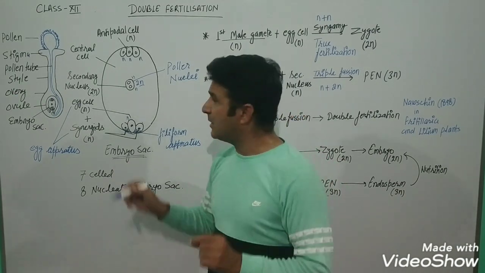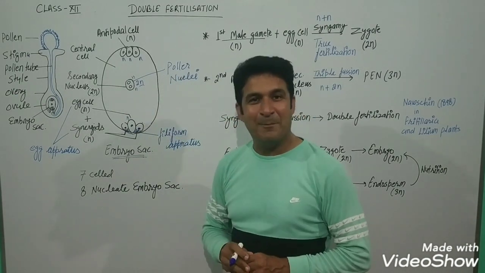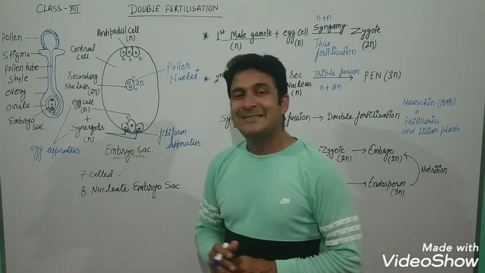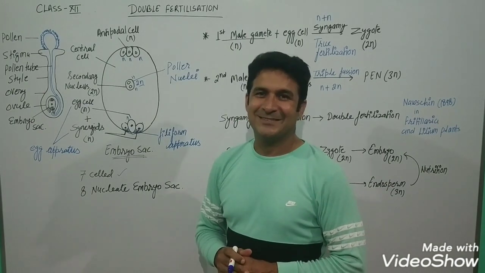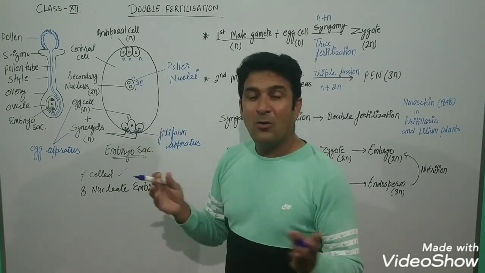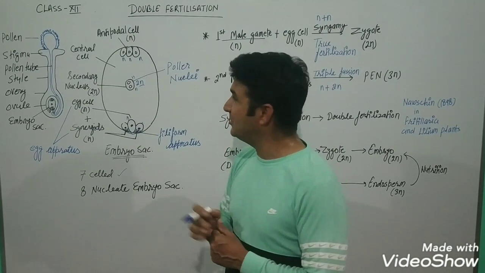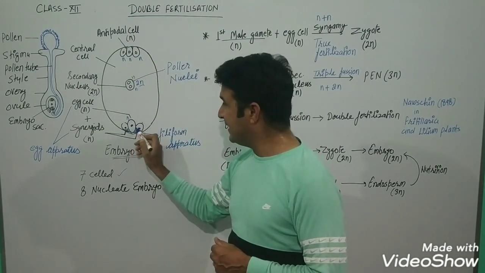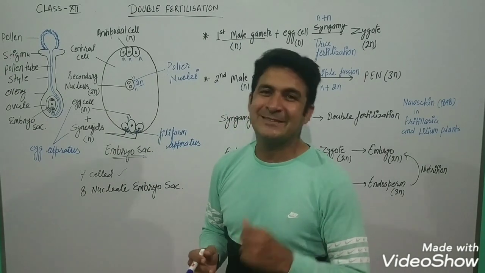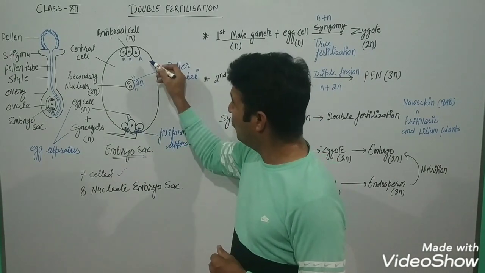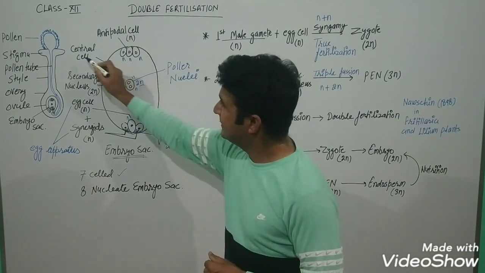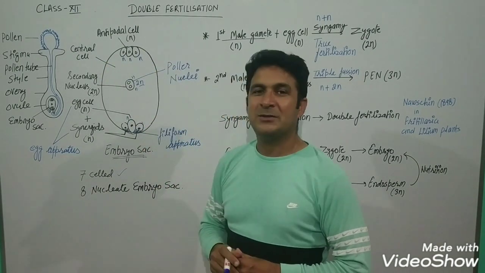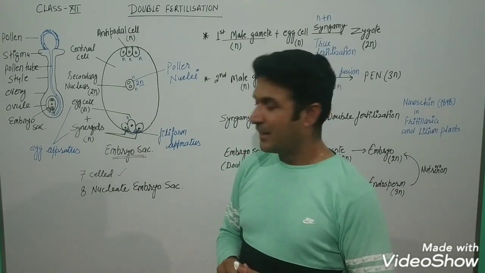If you see the complete diagram of an embryo sac, then you will see it's a 7-cell structure. How is this called a 7-cell structure? 3 cells are here, and 3 cells are here, total 6 cells, and 1 is the complete central cell. So 3 plus 3 plus 1, total 7 cells.